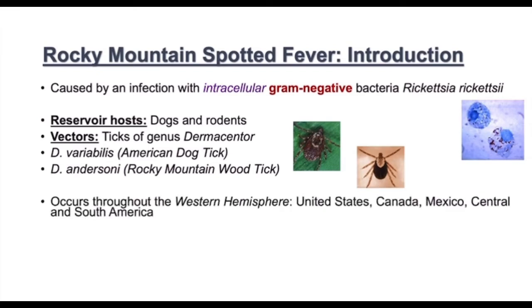Now, Rocky Mountain spotted fever and its causative bacteria Rickettsia rickettsii are located within the Western Hemisphere, generally in the United States, Canada, Mexico, Central and South America. And in South America, it's more some of the northern areas such as Colombia. We generally see Rocky Mountain spotted fever incidences peak in spring and summer months when this tick becomes more active.